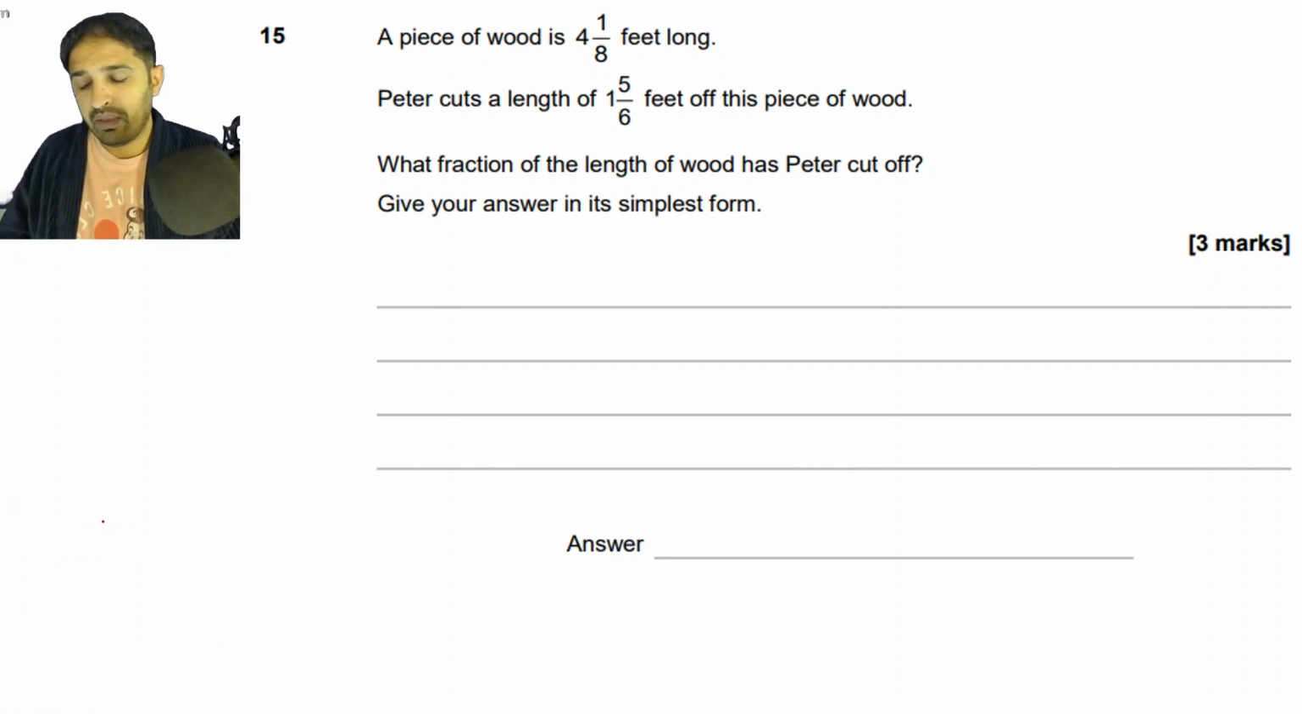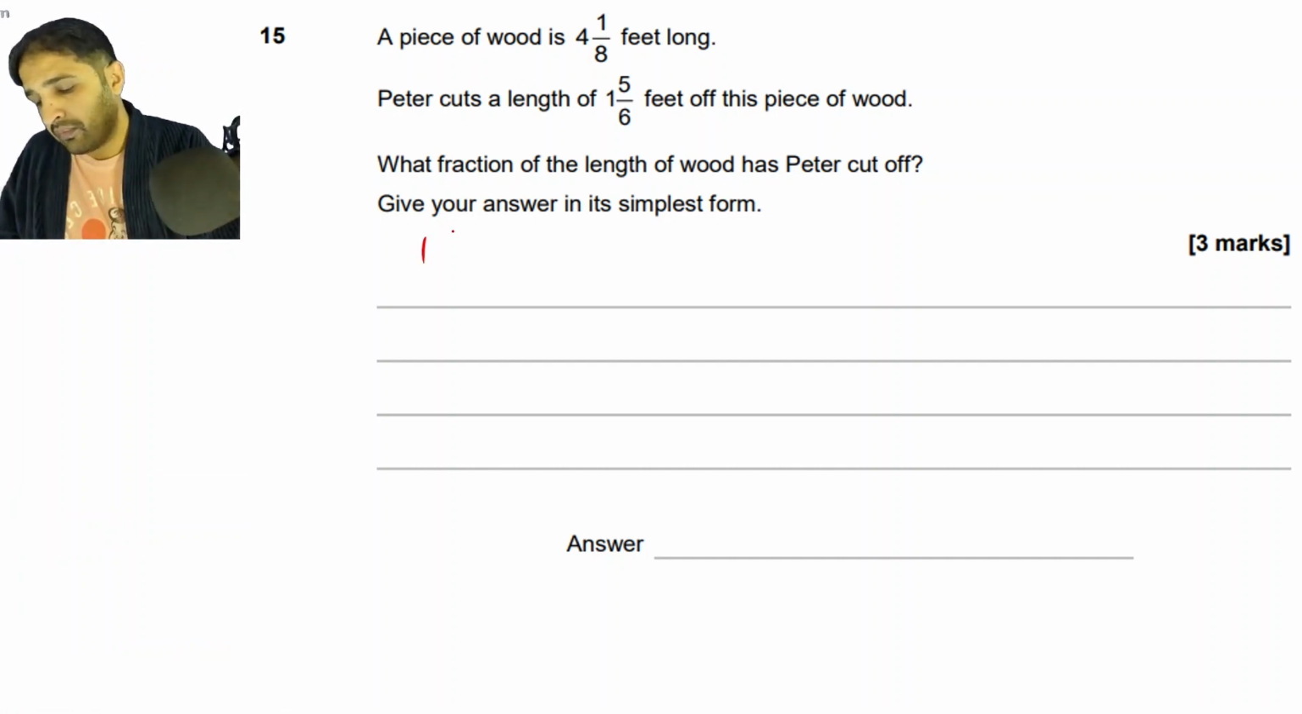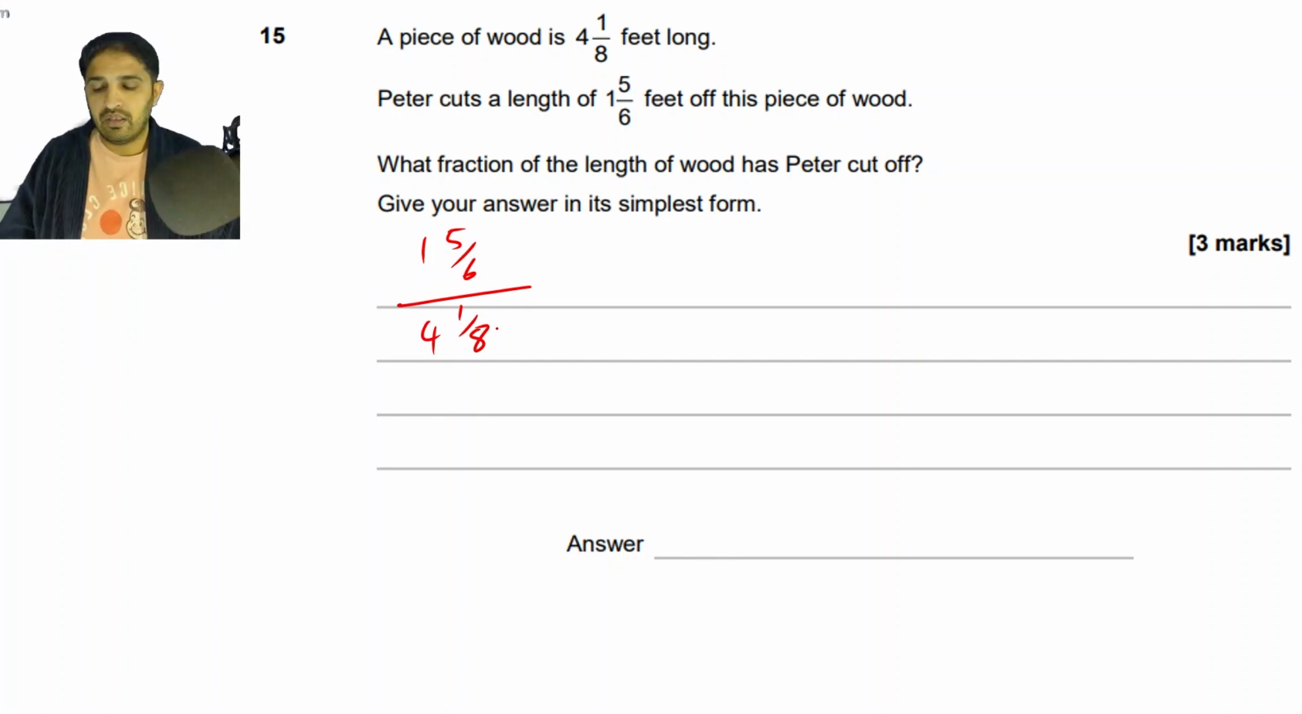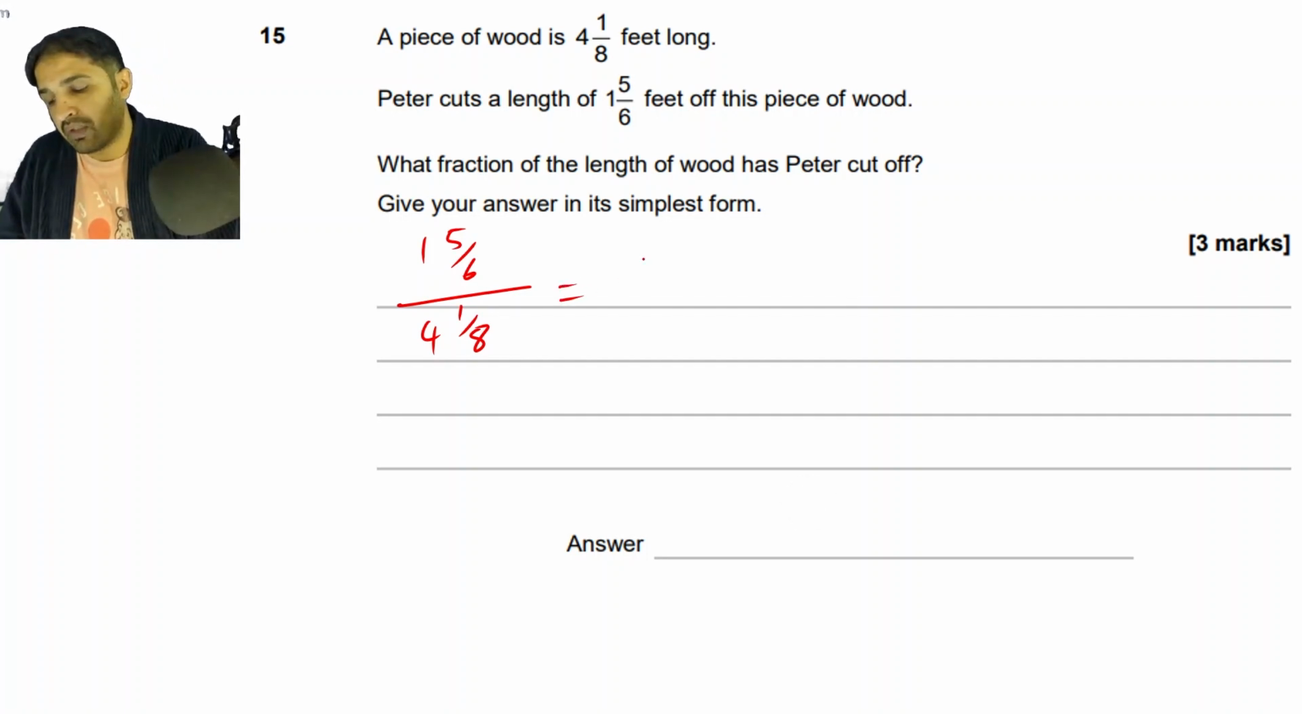So what does that mean? That means we need to write 1 and 5/6 as a fraction of 4 and 1/8. Okay. What does that mean? That means it's a division. Okay. So we can actually write it down. We need to divide it. So we're going to have to do this: 1 and 5/6 divided by 4 and 1/8.